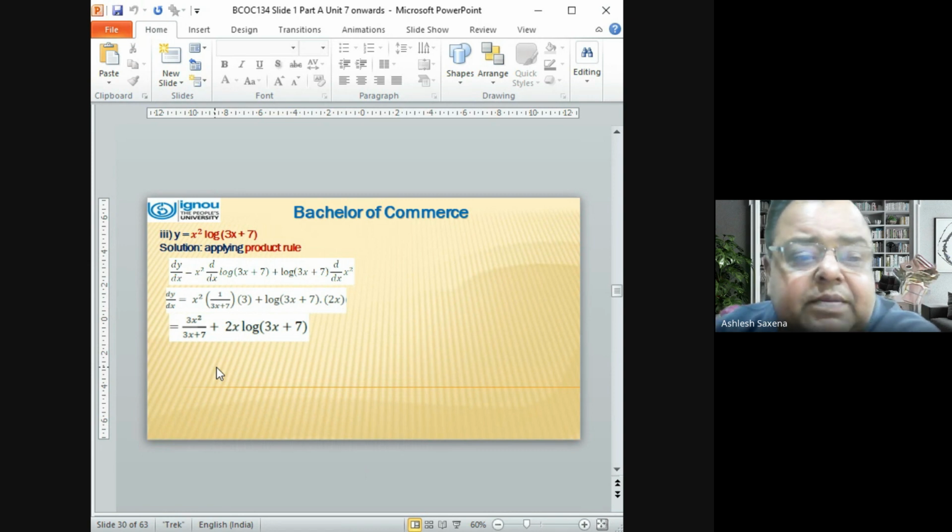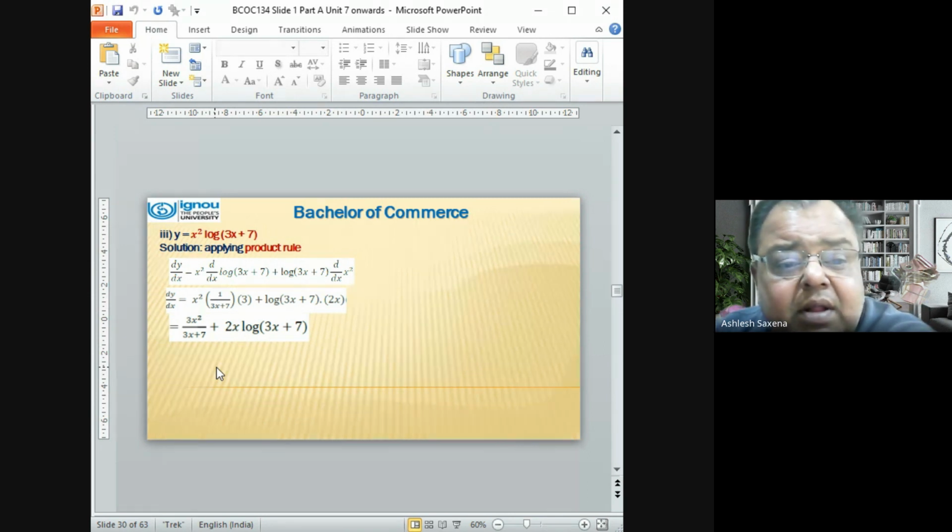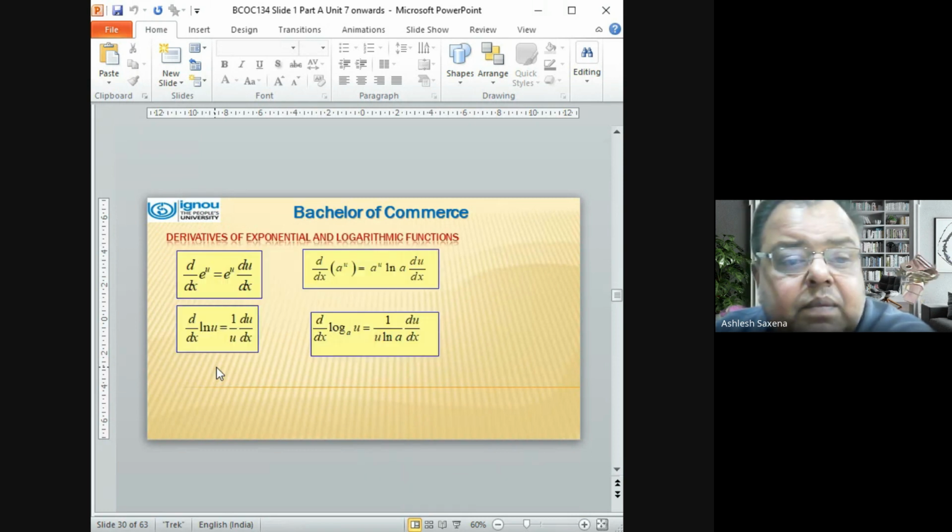You have seen the product rule in two functions because that is applied in two functions only. Here the first one is algebraic and the second function is logarithm. This is what we have done.